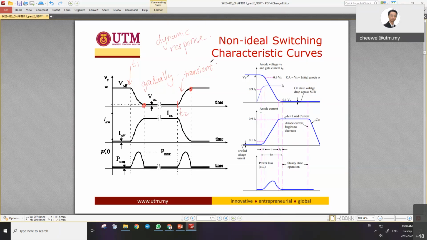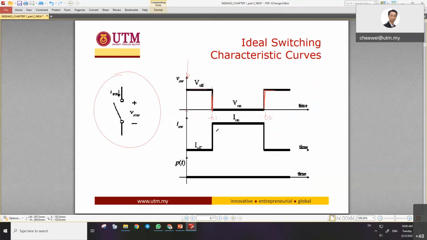Okay, in the ideal case just now, do I have the dynamic response? I cannot see it because it happened instantaneously. Okay, instantaneously, right away, immediate, no losses. If I multiply the voltage and the current at this time, what do I get?